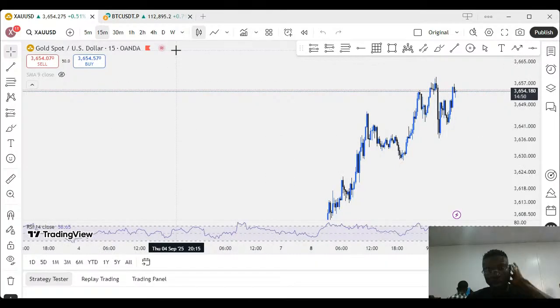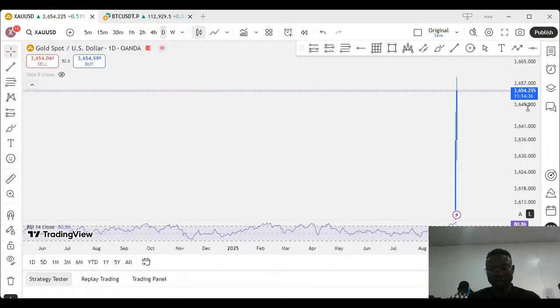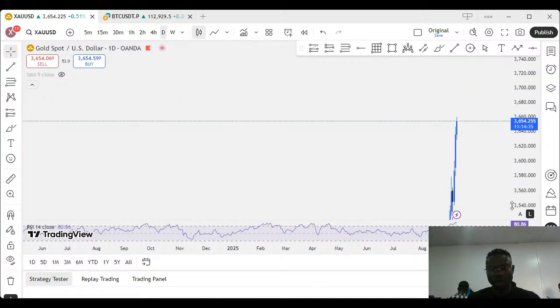So let's start from XAUUSD. Normally I'm a day trader, and like I always tell my students, when you are a day trader, the only place where you have to start your analysis is from the daily time frame, so that you can see the overview and the directional bias of the daily, as in what the daily is actually saying.